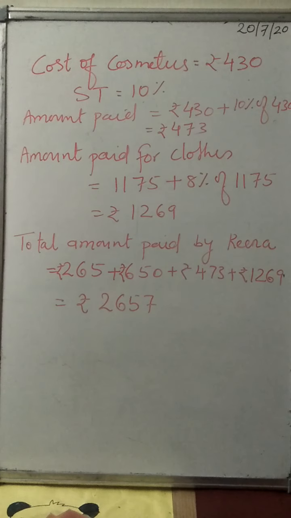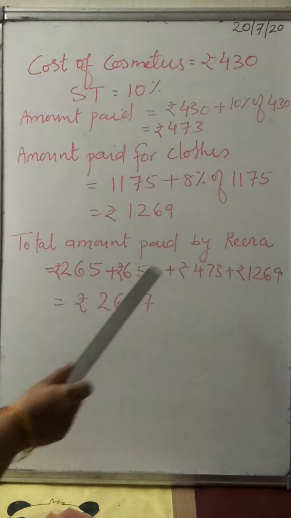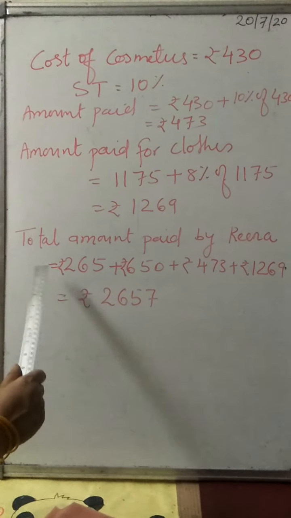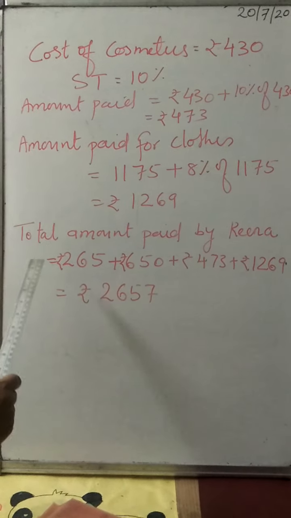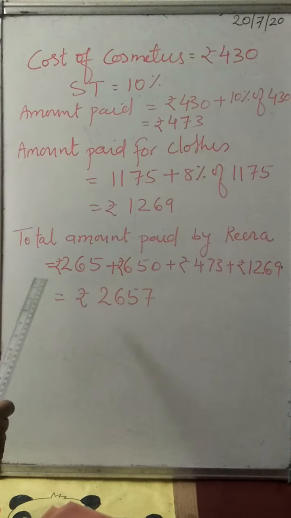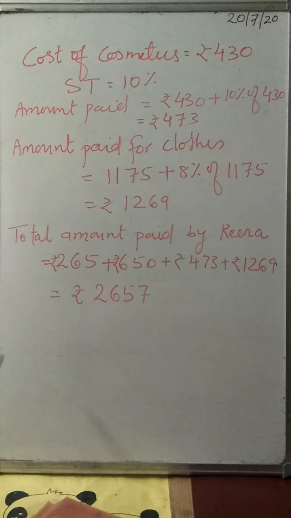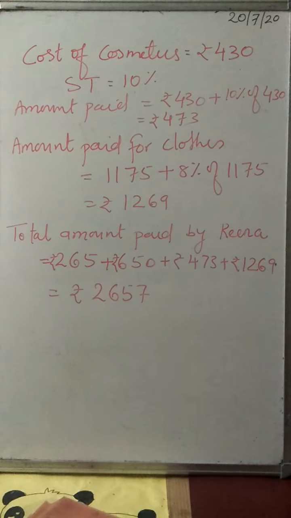1269. Now the total amount which is paid by Reena, that is you have to add all the articles purchased by her. So total amount paid by her on each and every item. So after adding, you will get 2657. So that will be your answer. Now question number 3.